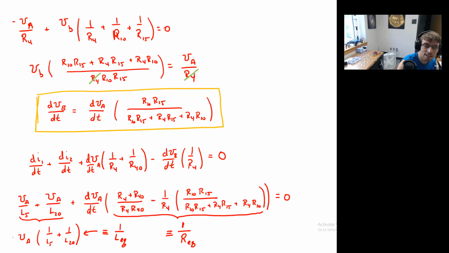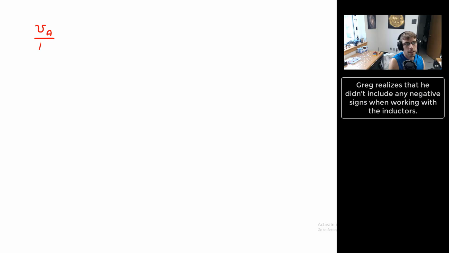The other nice thing is that it makes it clear what we actually need to do now. So what do we have now? We have VA divided by LEQ.